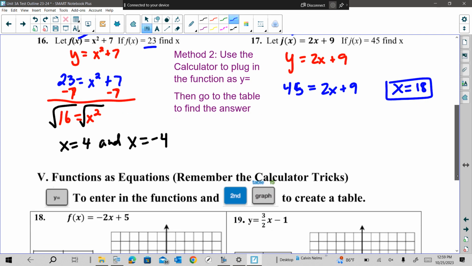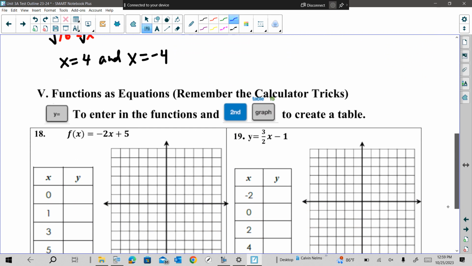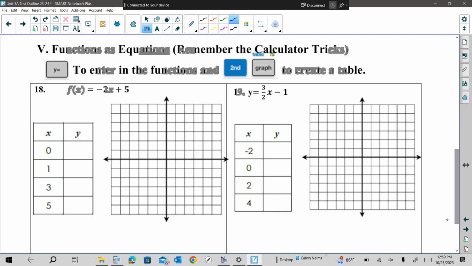All right, so you are definitely going to be given functions as equations and asked to complete a table and to plot the values from the table. Okay, I'm going to start with 19 real quick, just because it reviews fractions again. So our function on 19 is y equals 3 over 2 x, or 3/2 x minus 1.